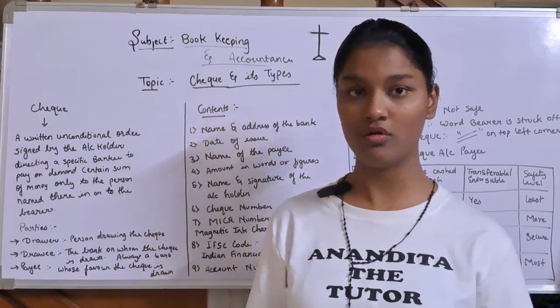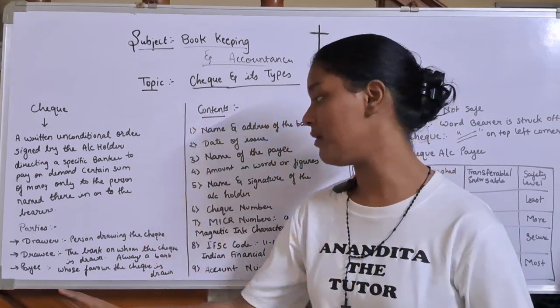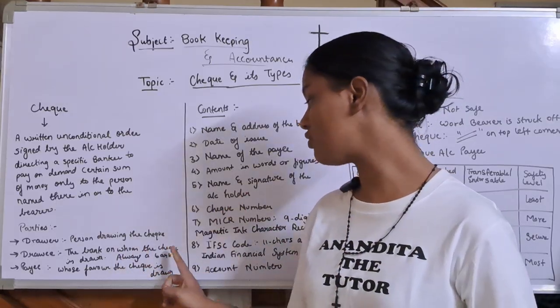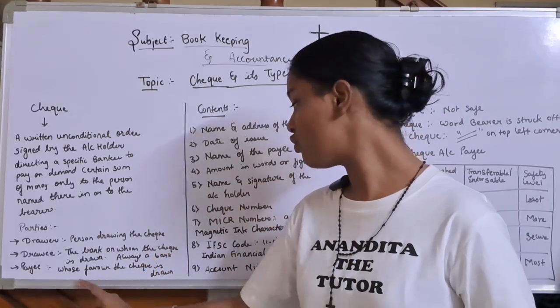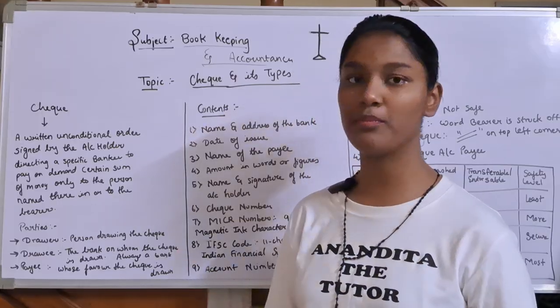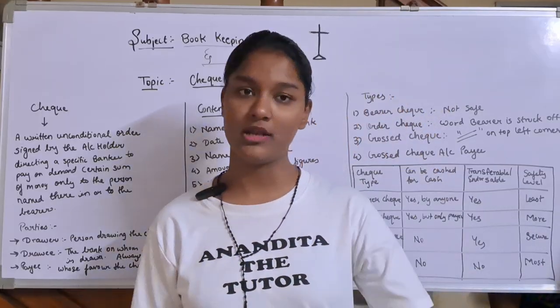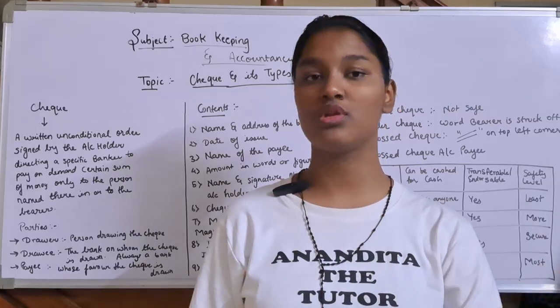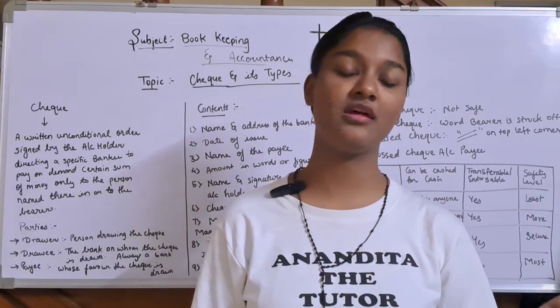State Bank of India. So the drawee is the State Bank of India. The payee is the one in whose favor the check is drawn. So suppose I'm paying my money to my father, then the payee is my father.